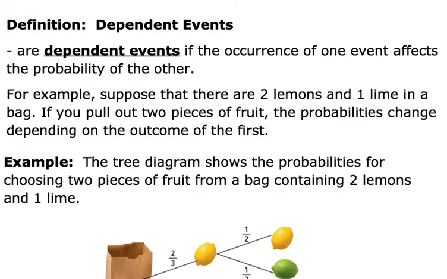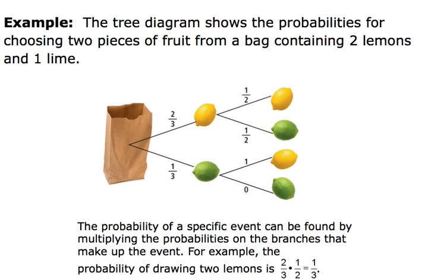There are 2 lemons and 1 lime in a bag. If you pull out 2 pieces of fruit, the probabilities change depending on the outcome of the first one. So what we have is a tree diagram here. So here's our bag, and there are 3 total fruits. 2 of them are lemons and 1 is a lime. So when you first start off, you have a 2 out of 3 chance of getting a lemon and a 1 out of 3 chance of getting a lime.